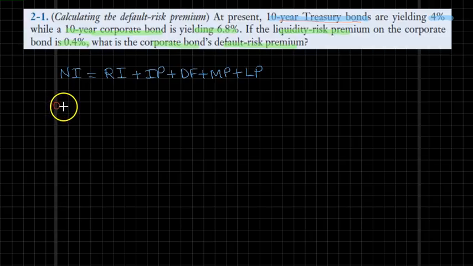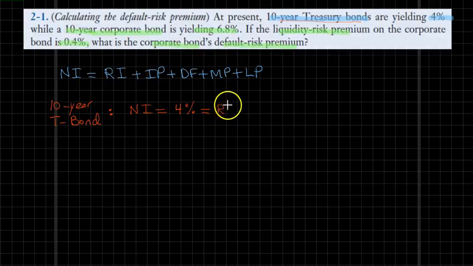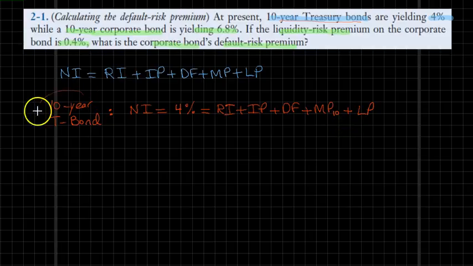For the 10-year treasury bond, the application of this formula yields that the nominal interest, which is actually given for the 10-year treasury bond, that figure is 4%. So that is equal to the real risk-free interest plus the inflation risk premium, plus the default risk premium, plus the maturity risk premium of this 10-year treasury bond. Because it's a 10-year, let me just represent it by putting the letter 10 there, and then plus the liquidity premium. Now notice that all these numbers belong to that 10-year treasury bond.